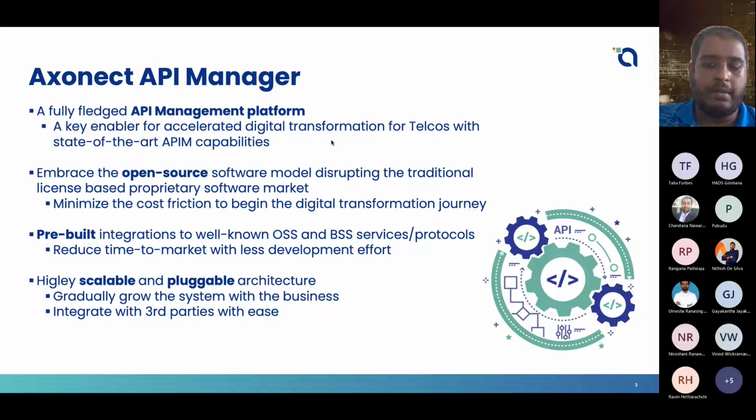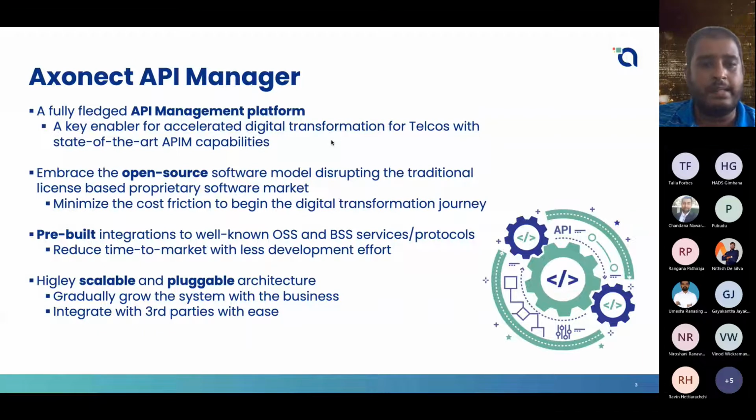So you might be wondering, okay, what is Axonect? Axonect is a brand that was launched recently by Axiata Digital Labs. It aims to deliver a comprehensive range of products that enables rapid digital transformation for businesses. So that is Axonect. The observability implementation that I'm going to cover today is specifically built for the Axonect API management platform. So let me give a very brief introduction to it.